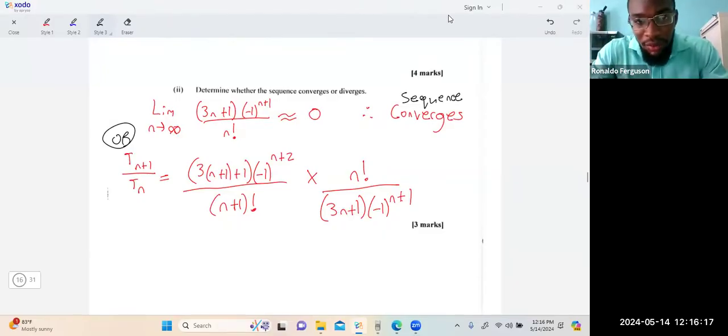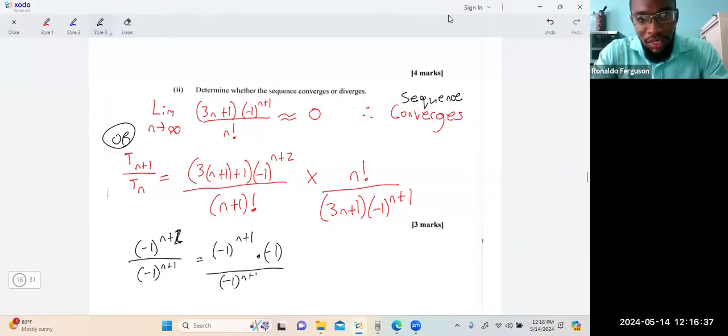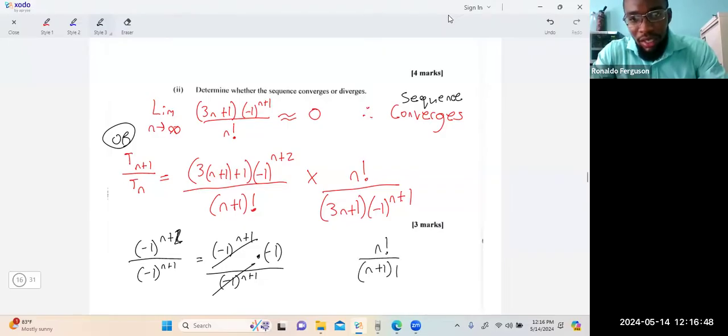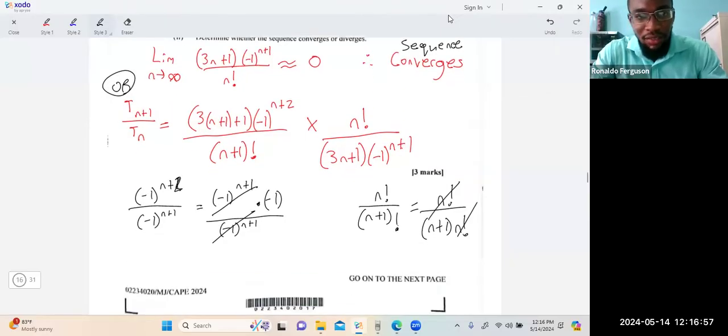So now -1 to the n plus 2 over -1 to the n plus 1, by the laws of indices, is -1 to the n plus 1 times -1 over -1 to the n plus 1, so that part would cancel. It's embarrassing to show that, so this would be negative 1. The other part is n factorial over n plus 1 factorial. N plus 1 factorial is really n plus 1 times n factorial, and the n factorials would cancel.